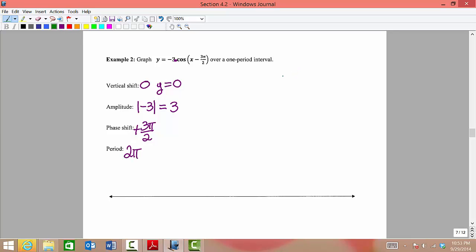So where will our graph start and end? We're going to take the input of the function, x minus 3 pi over 2, put it between 0 and 2 pi, and we will solve for x. So add 3 pi over 2 to all three parts.